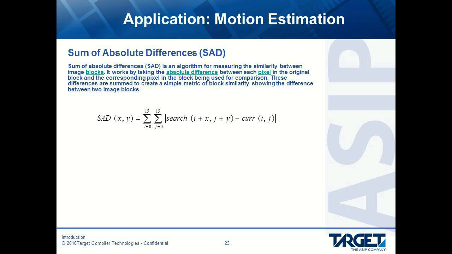The sum of absolute differences is an algorithm for measuring the similarity between image blocks. It works by taking the absolute difference between each pixel in the original block and the corresponding pixel in the block being used for comparison. These differences are summed to show a simple metric of block similarity, showing the difference between the two image blocks.